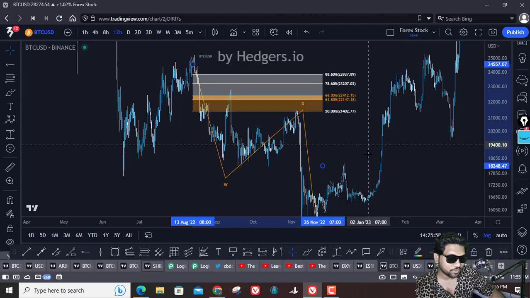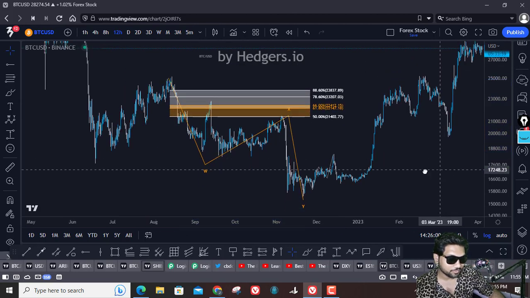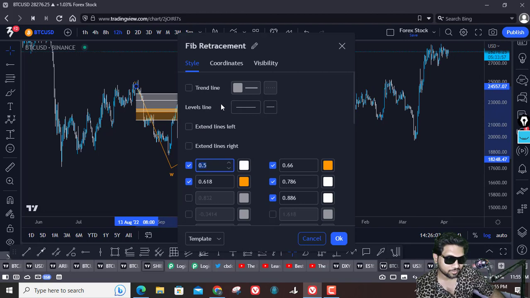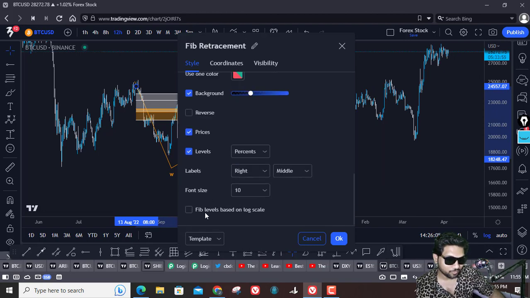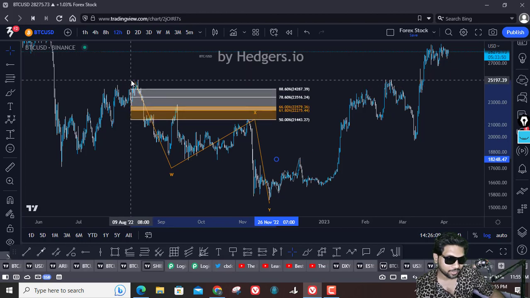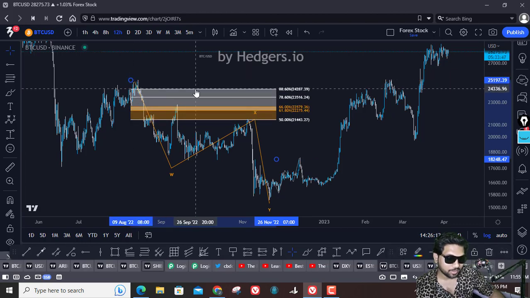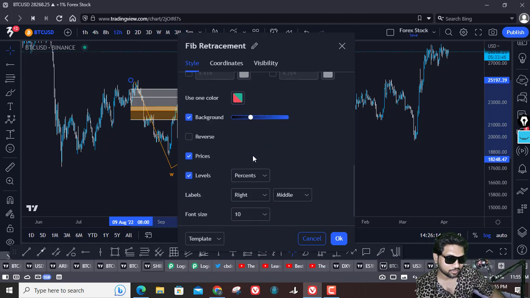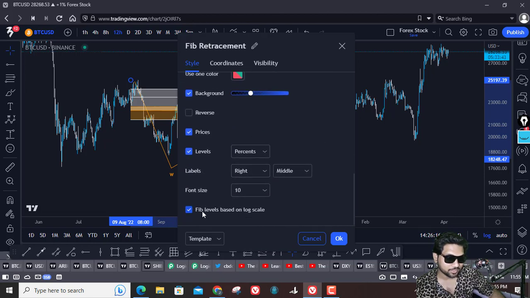Hmm. It's front running the 0.5, so it's making me... That's what I'm looking for right now. Okay, now this is pretty good. On the log scale, I had unchecked this. This was disabled, so just remember, if you are doing the higher time frame Elliott Wave count, always check the log scale and always check the Fibonacci levels based on log scale.